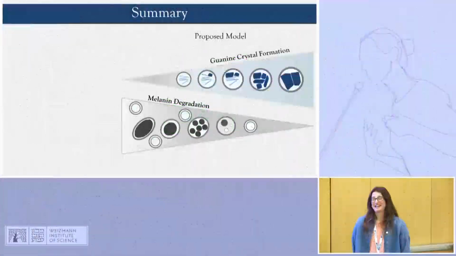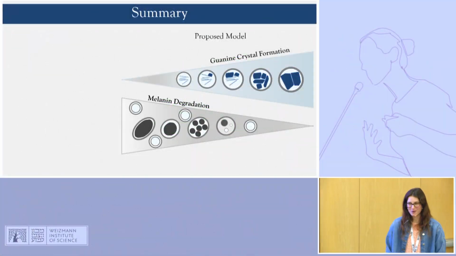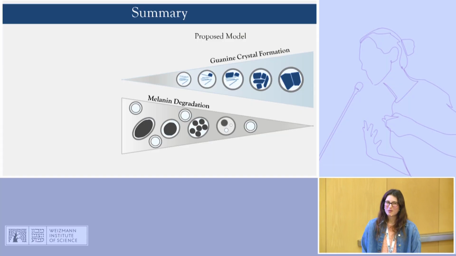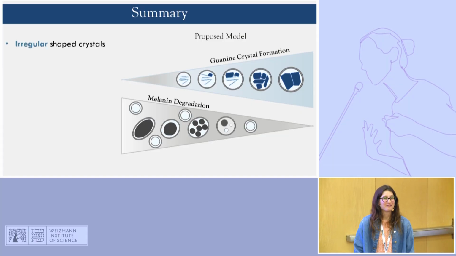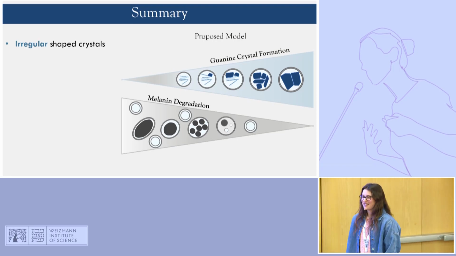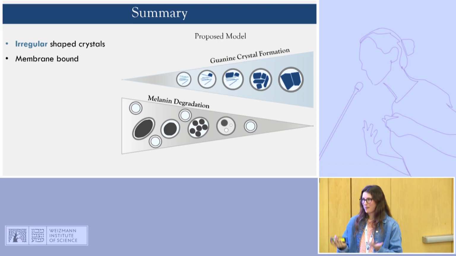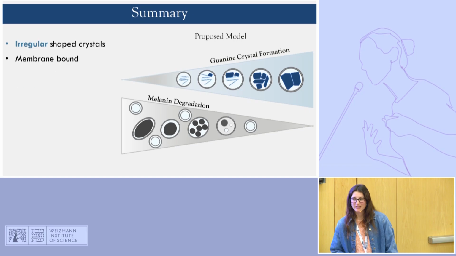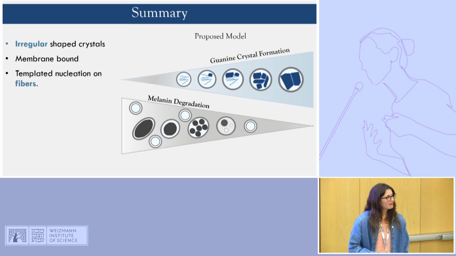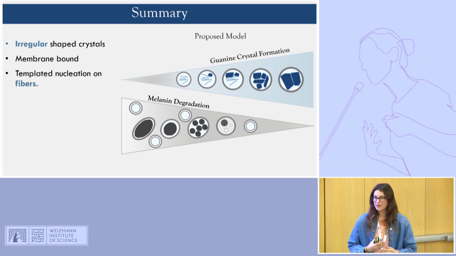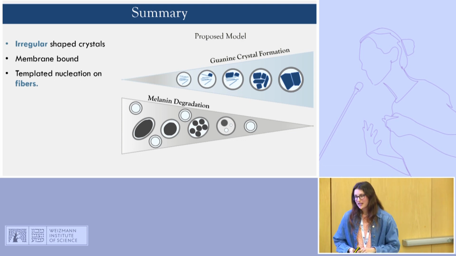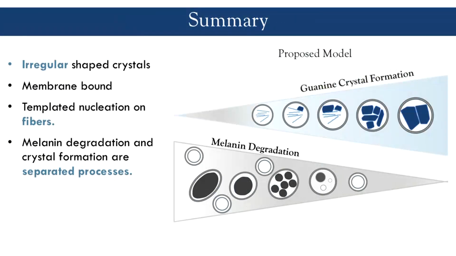So for this, I'd like to summarize and show our proposed model. We first saw that they're irregular shaped crystals, and they are all membrane bound, meaning there's a membrane around each and every one of them. And we saw the crystal formation mechanism, through templated nucleation, similar to the iridophores and the melanophores. And we see that melanin degradation and crystal formation are happening in the same place at the same time, but they're different and separate processes.